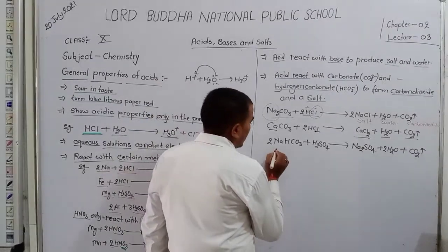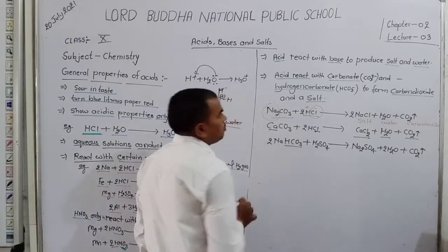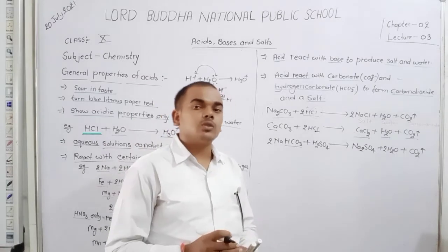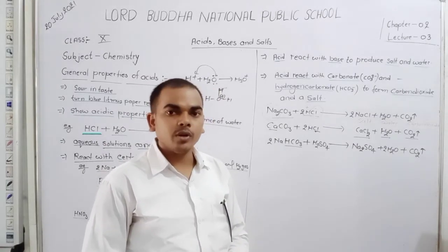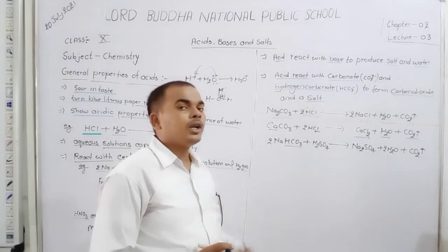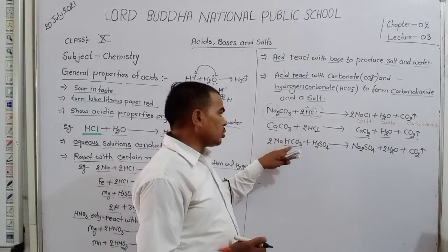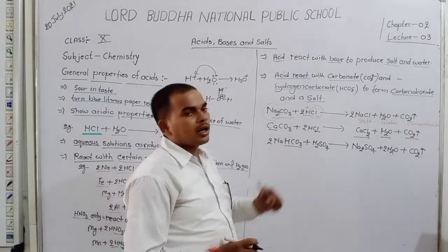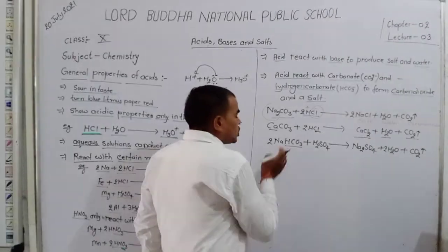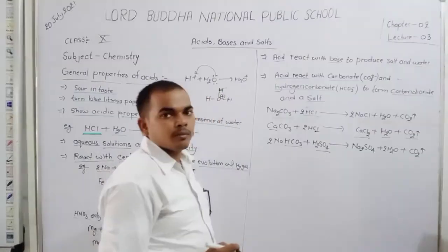Next, here NaHCO3. Dear student, you know that HCO3 is hydrogen carbonate. Hydrogen carbonate is also said as bicarbonate. So the name of this compound is sodium hydrogen carbonate or sodium bicarbonate. Sodium hydrogen carbonate here reacts with sulfuric acid.